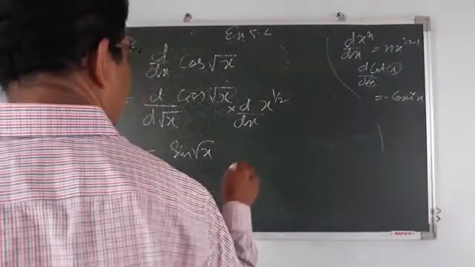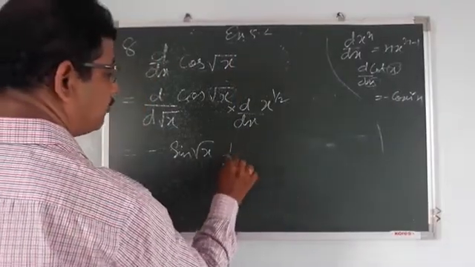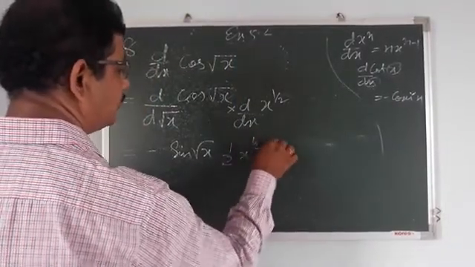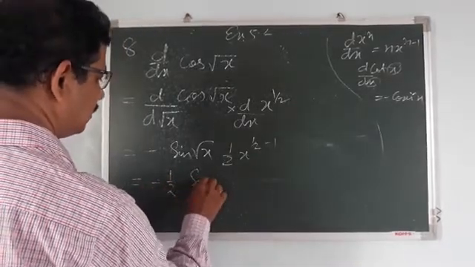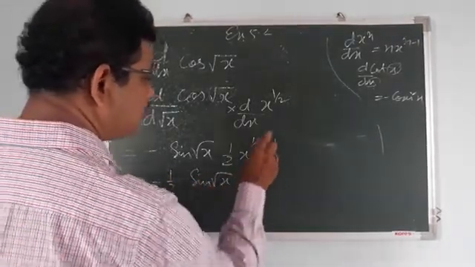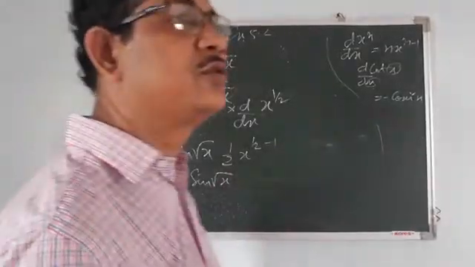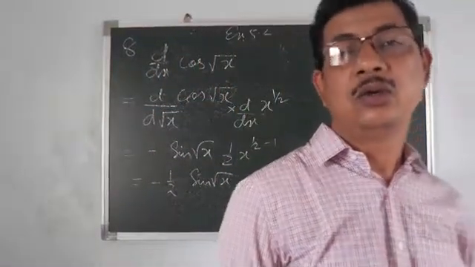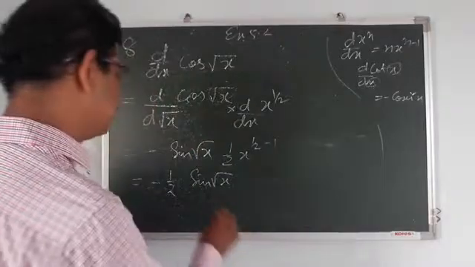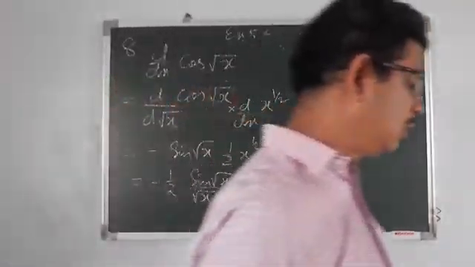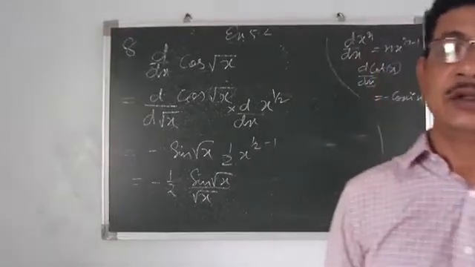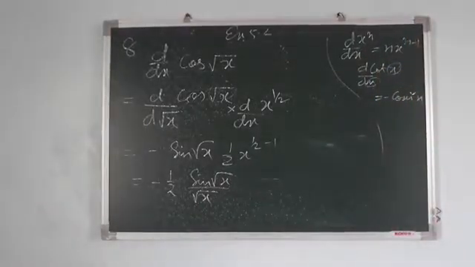x to the power half means what? Half x to the power half minus 1. Minus half, I will write. x to the power minus half means 1 by root x. So this will be the answer of question number 8. So it is also using the chain rule we have done, and it is of that form.